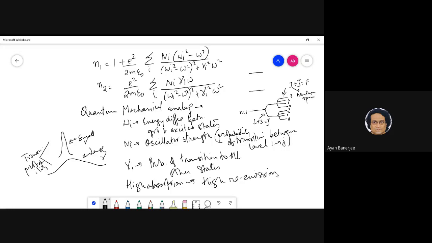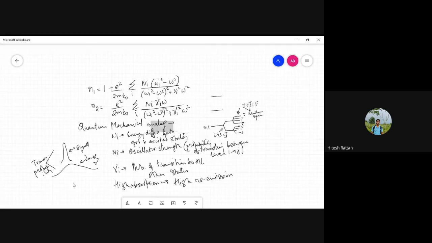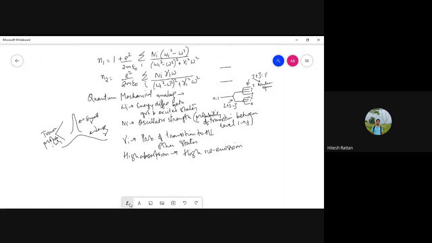Hitesh, tell. So I'm saying, for the analogy that you gave for the Brewster angle, that is only at a specific incidence angle. But here we are talking about a specific resonance frequency. This is not dependent on any incident angle at all.